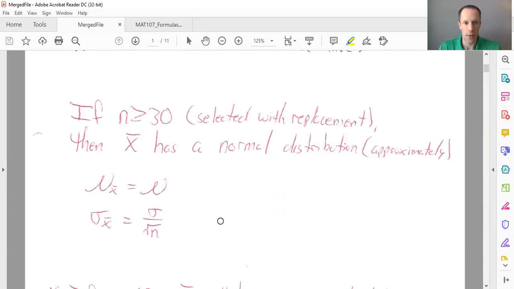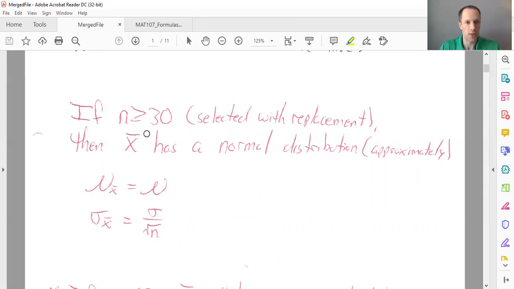Here's what the central limit theorem says. If the sample size is greater than or equal to 30, technically speaking, the sample is selected with replacement, which means you would pick a person, measure their height, send them back to the population, then pick another person, measure their height, send them back to the population, then pick the third person. Well, if you're doing this, you might end up picking the same person multiple times. If that happens, no big deal. But in order for the central limit theorem to apply, technically you're selecting your sample with replacement.